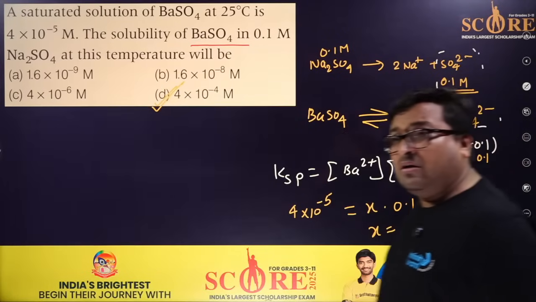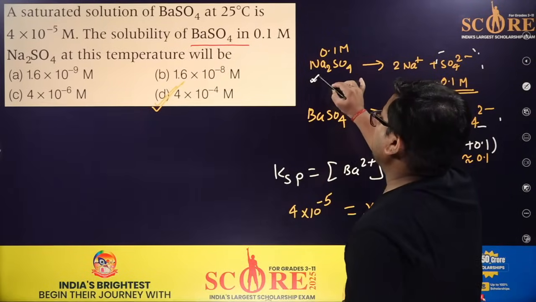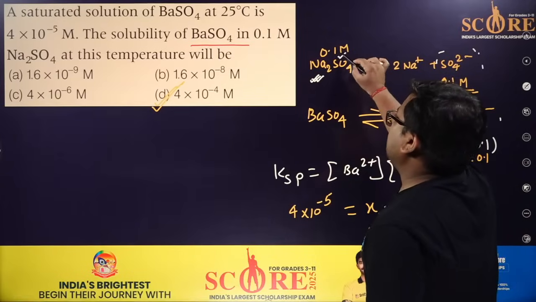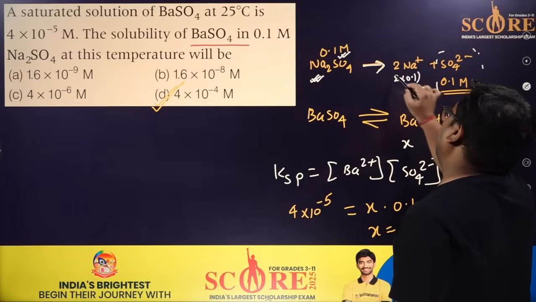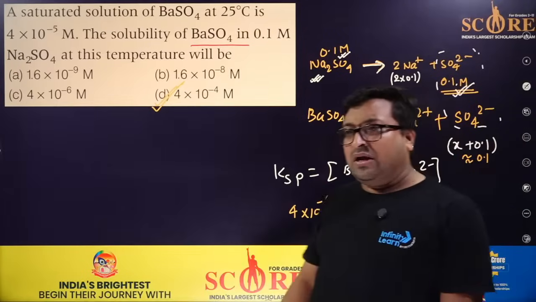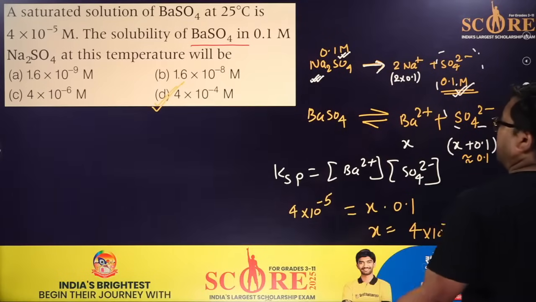Please check, consistent? Let's see. My dear friend, this salt is a strong electrolyte. If it dissociates, let's see, this concentration is 0.1, so this concentration will be 2 into 0.1, and the sulfate ion concentration is this. Am I right? Now, in the same container, this sparingly soluble salt is there.